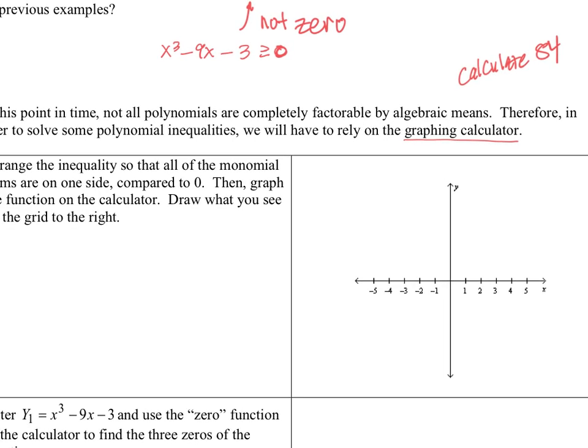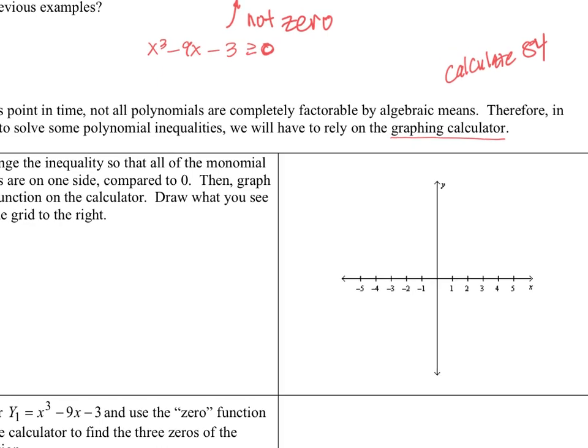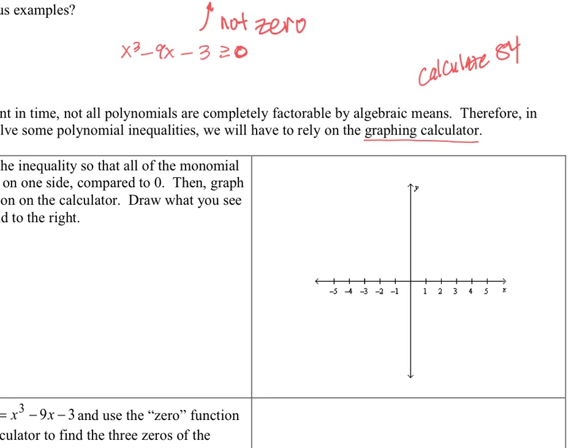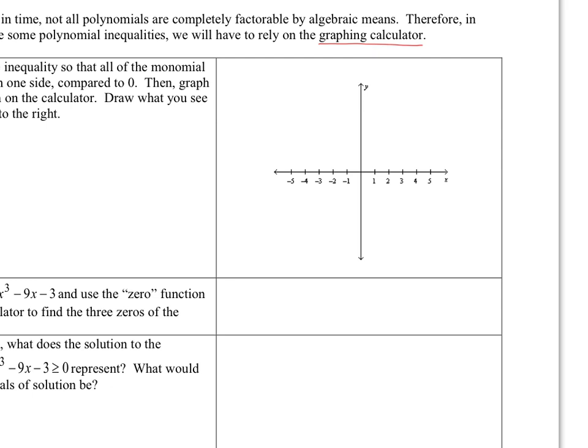All right, so if we had graphed it, arrange inequalities so that all monomials are on one side, then graph on the graphing calculator. I'm going to just kind of sketch it in. So I pulled it up on my calculator, and I found out that the 3 zeros are x equal to -2.817, x equal to 3.155, and x equal to -0.338. I typed it in, went to the table, and found all my zeros.